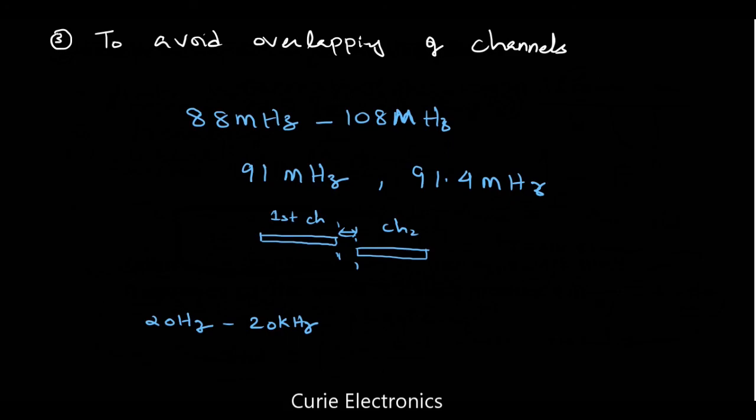If you go to the low frequency, 20 Hertz to 20 kilohertz, then we can't accommodate more channels. Also there is a higher chance of channel overlapping or signal interference. So these are the main reasons why we use modulation.